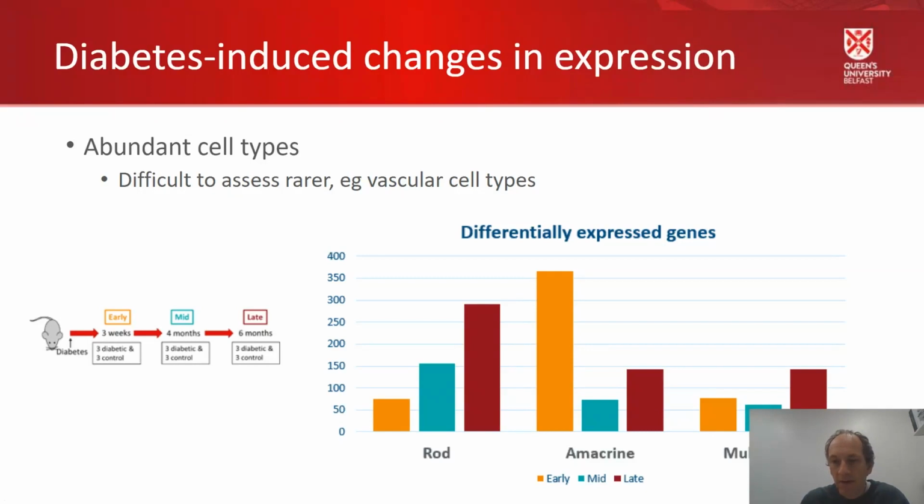But if we look, we see the different cells seem to be responding in different ways. So the rods, for example, have most changes at the later time point, indicated in red in the diagram, whereas amacrine cells seem to be affected in their gene expression early on at the early time point, and then not so much later on. And again, the Muller cells have most changes later on.